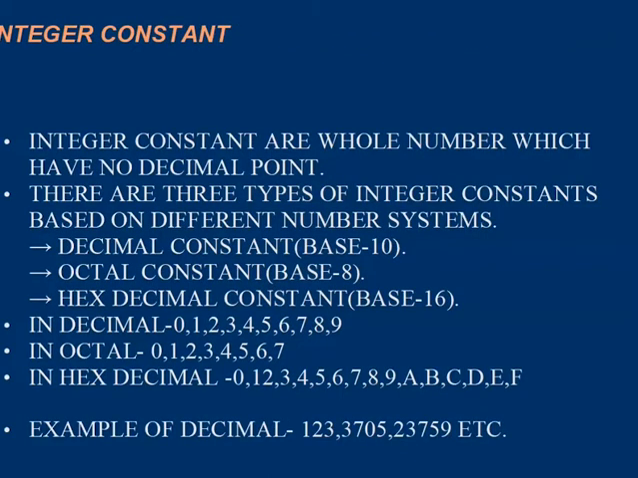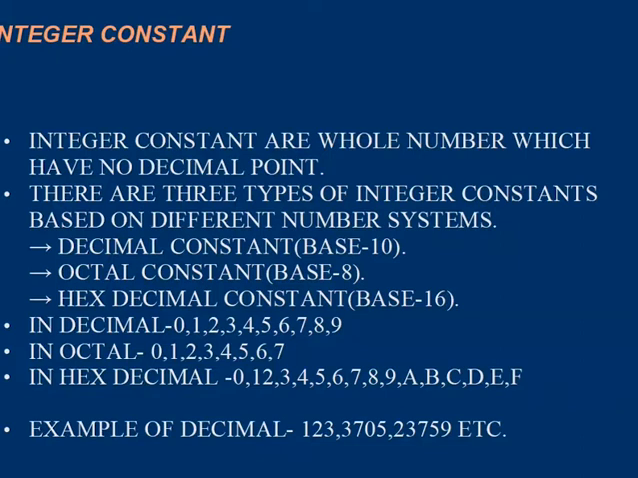Before starting integer constant, let us revise constant. Constant is a value that cannot be changed during the execution of the program. Constant is divided into three categories, that is numeric constant, character constant, and string constant. Numeric constant is further divided into two more categories, that is integer constant and real constant. So let us start with integer constant.